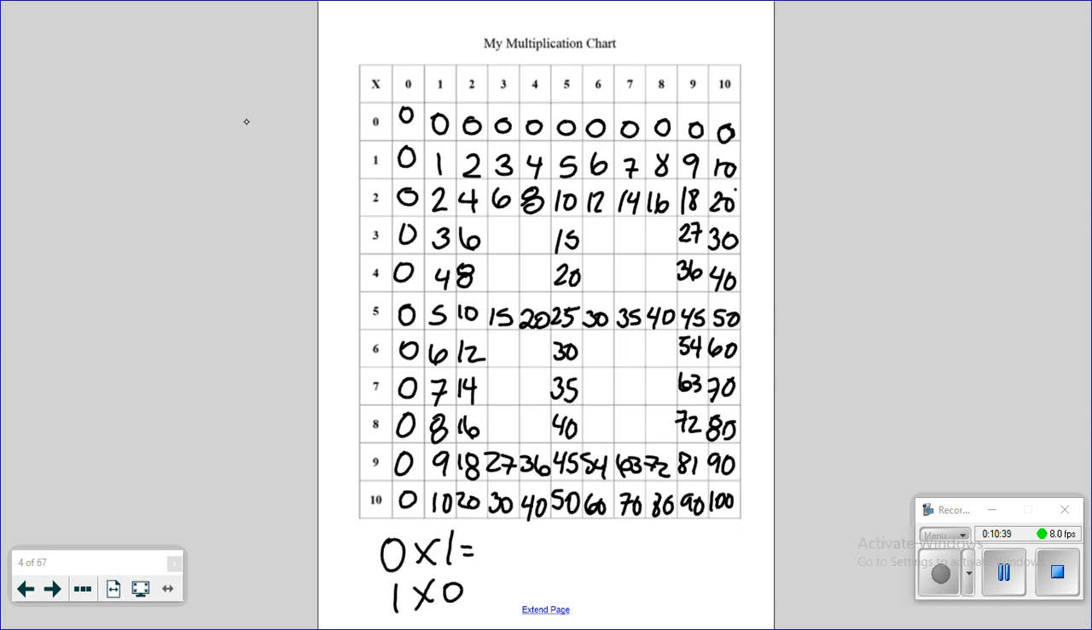So let's start going down. 3 times 0 is 0. 3 times 1 is 3. 3 times 3, that one's empty. What is 3 times 3? 9. Go ahead and fill it in. What about 3 times 4? 12. You can count on if you need to. What about 3 times 5? 15, it's already there, because we already did our 5s.